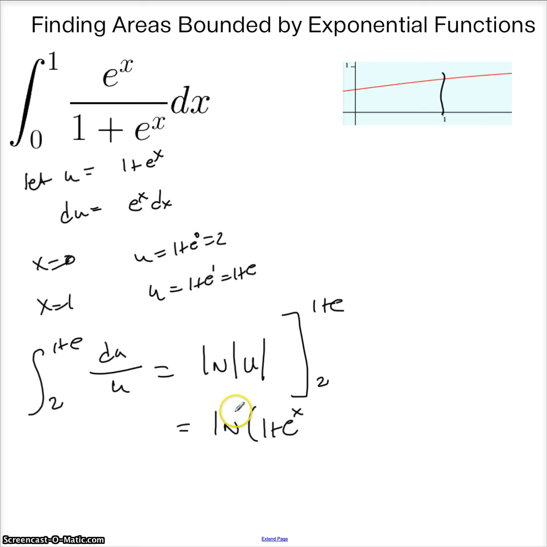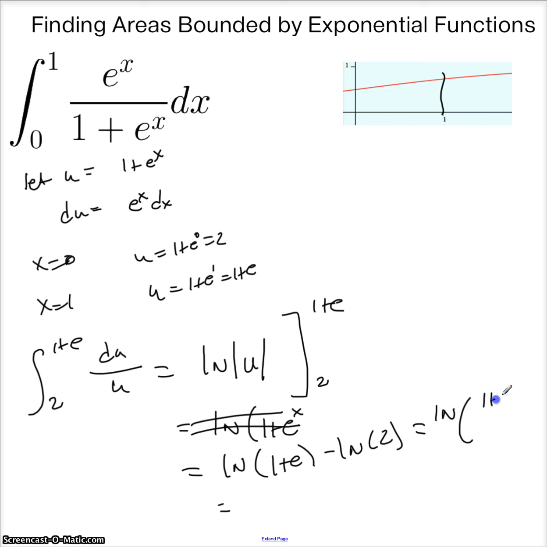Well, let me just go and plug it in. Okay, I made a mistake, so I'm going to cross it out. So this is the natural log of 1 plus e minus the natural log of 2. If I were to put this in my calculator, you could simplify this as the natural log of 1 plus e divided by 2. And if you put it in your calculator, you should get about 0.620.